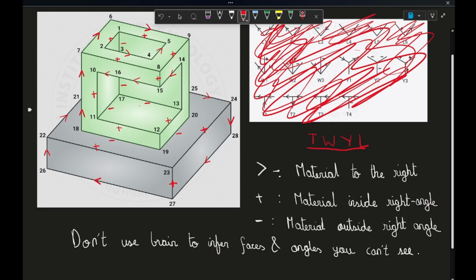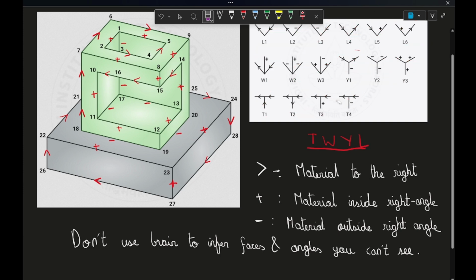Is that fine? 13 to 14 is also remaining. I see this angle, so that's a positive edge. Okay, that's fine. So we don't need any ordering as well. We just need to keep in mind whether we see that angle or not.